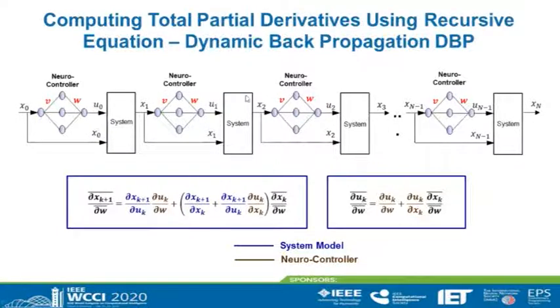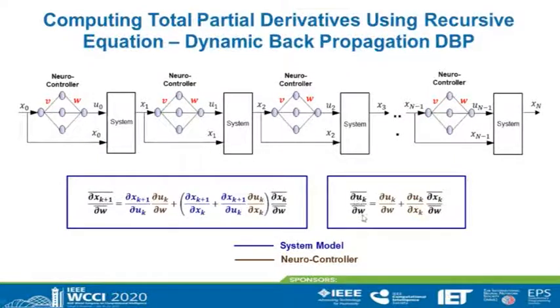If we analyze the dynamics of the control process, we can formulate these recursive expressions for computing the total partial derivatives. Here, the total partial derivative of X at time k plus 1 can be computed from the total partial derivative of X at time k. It's a recursive expression. Here, the components in blue color are computed from the system model, and the components in brown color are computed from the neurocontroller.